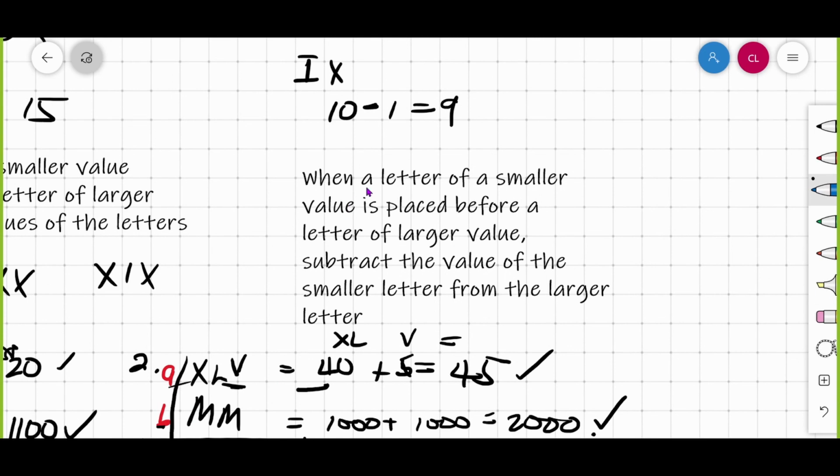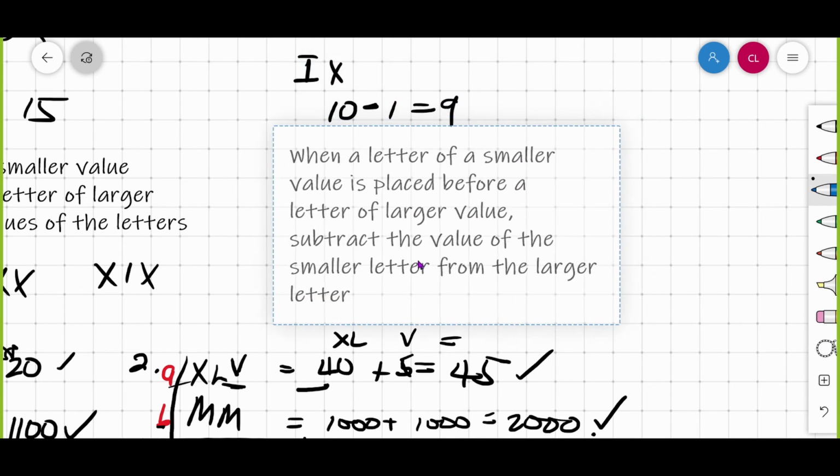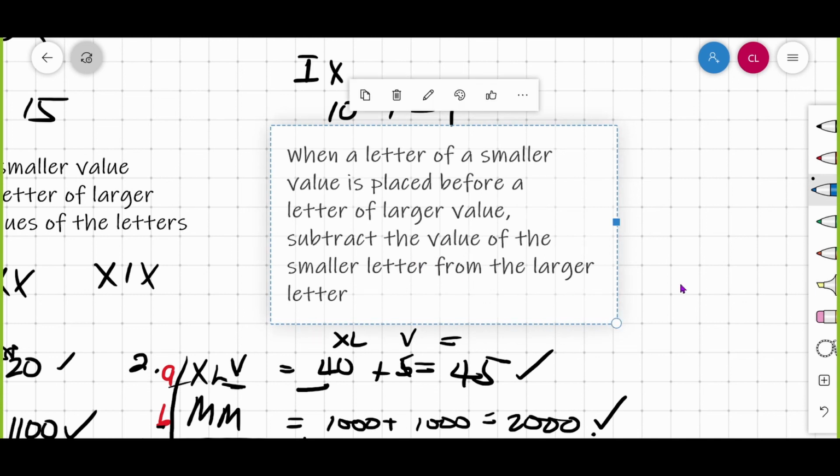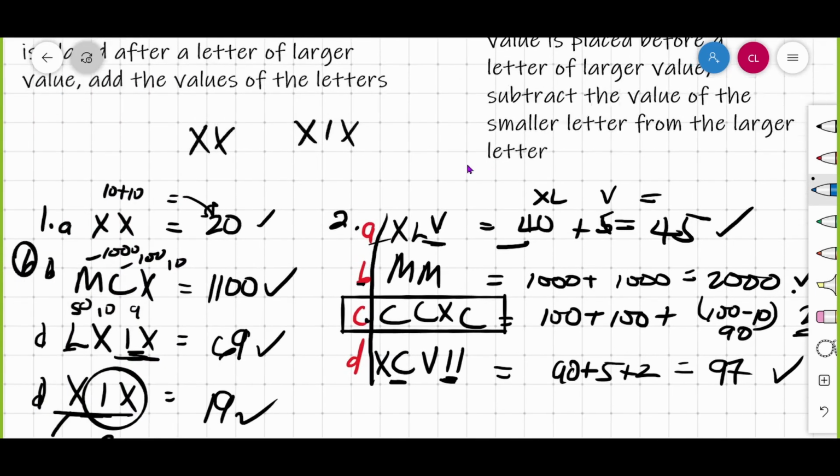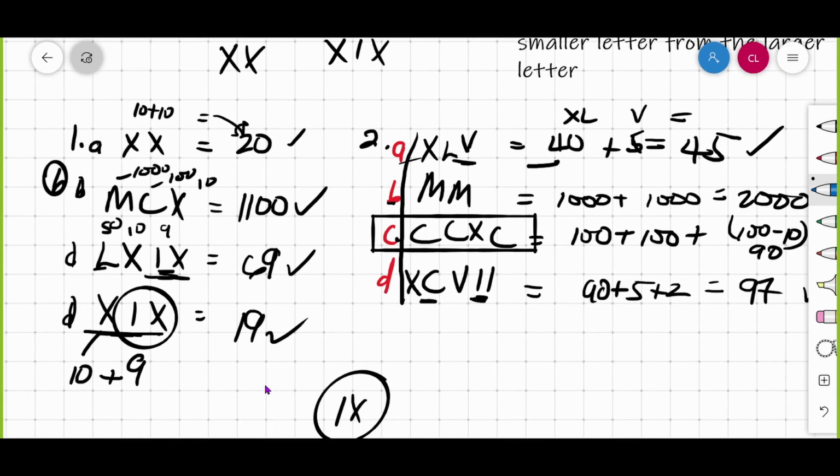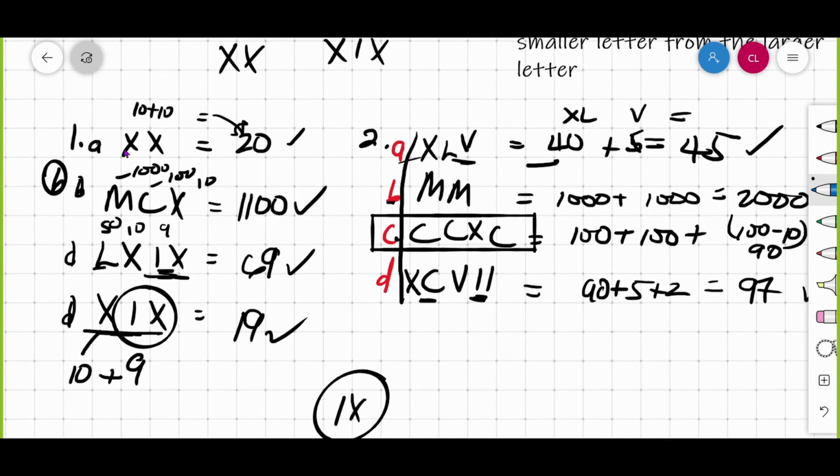And when we have a letter of smaller value placed on the left of a larger letter, before it, then we subtract the letter of smaller value from the letter of larger value. We did a few examples here. Number 1, X and X gives us what? 20. MCX would give us what? 1100. LXIX would give us 69. XIX would give us 90.